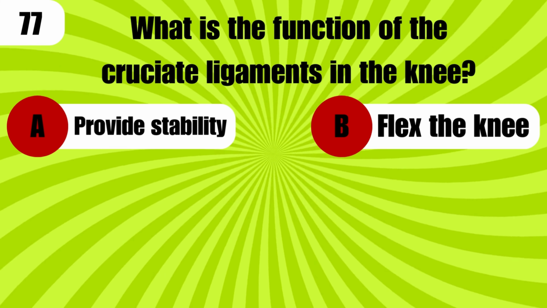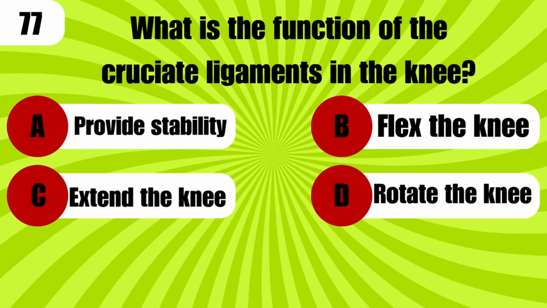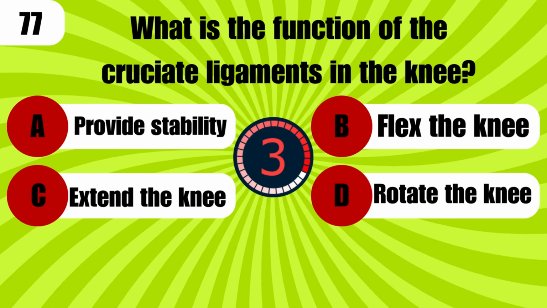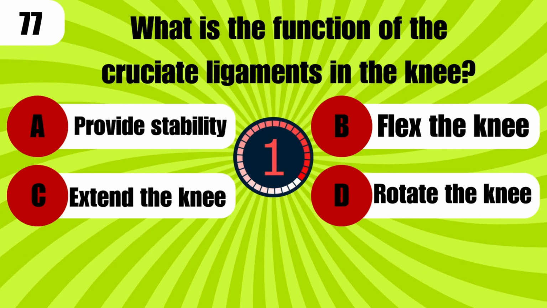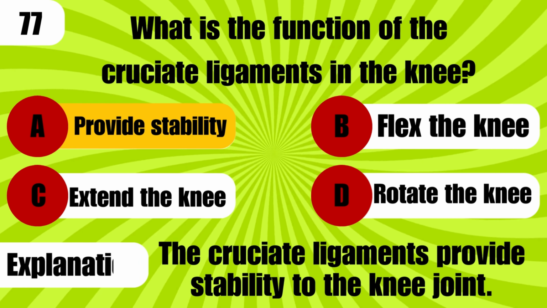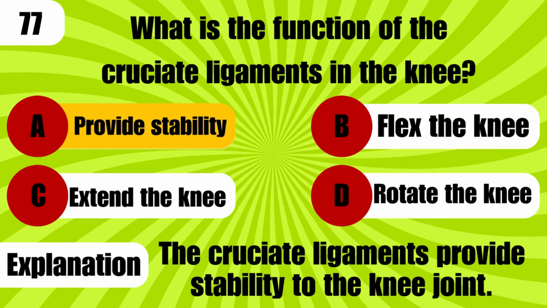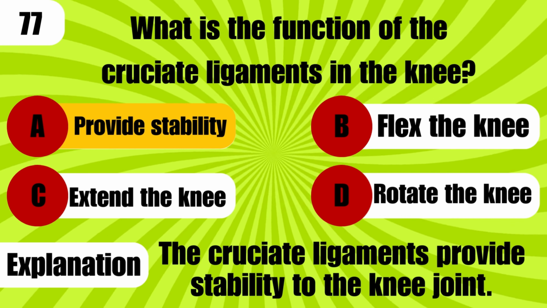What is the function of the cruciate ligament in the knee? Option A, provide stability, flex the knee, extend the knee, rotate the knee. The right answer is provide stability. The cruciate ligament provides stability to the knee joint.